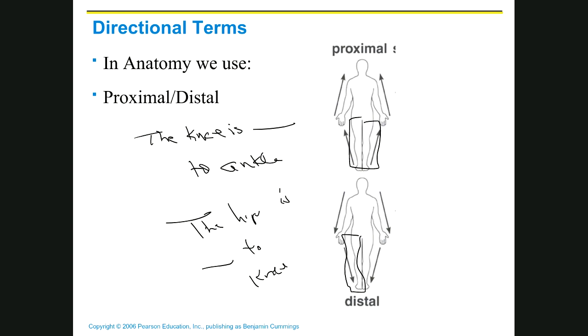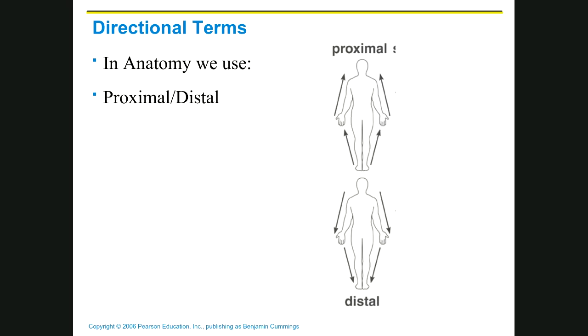That's what I want you to do when you're studying. I want you to quiz yourself until you get it. Don't just say, oh, proximal and distal, I know what that is. Once you can use it in a sentence and use it correctly over and over without any mistakes, then you know what it is. Make sense to everyone?